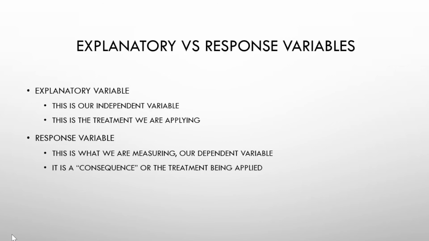In the case of statistics, this is the treatment we are applying. So we control how much we give. We know who's getting it. That's our explanatory variable. So that's what's going to be our independent variable there.